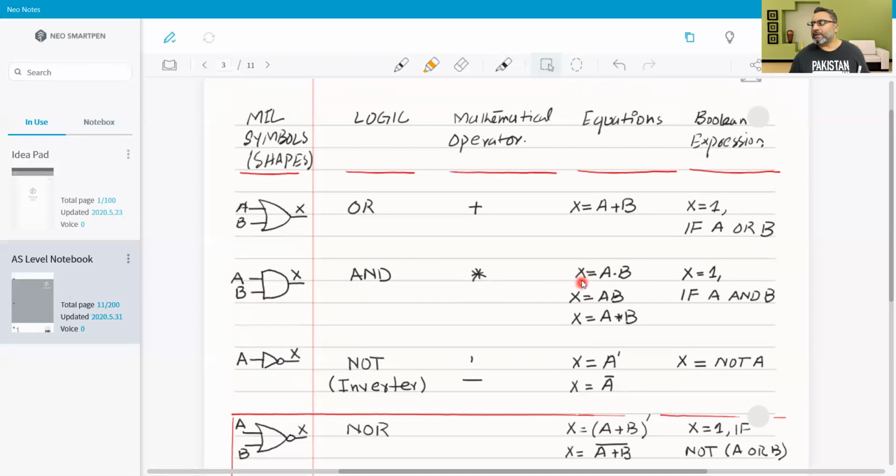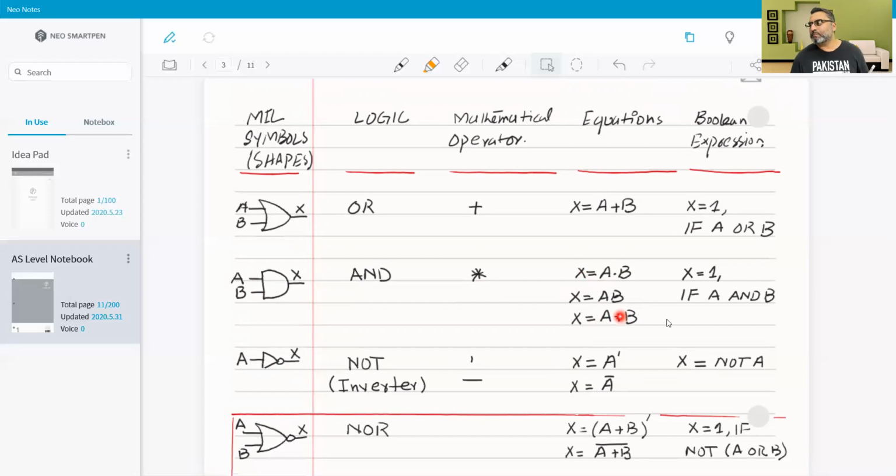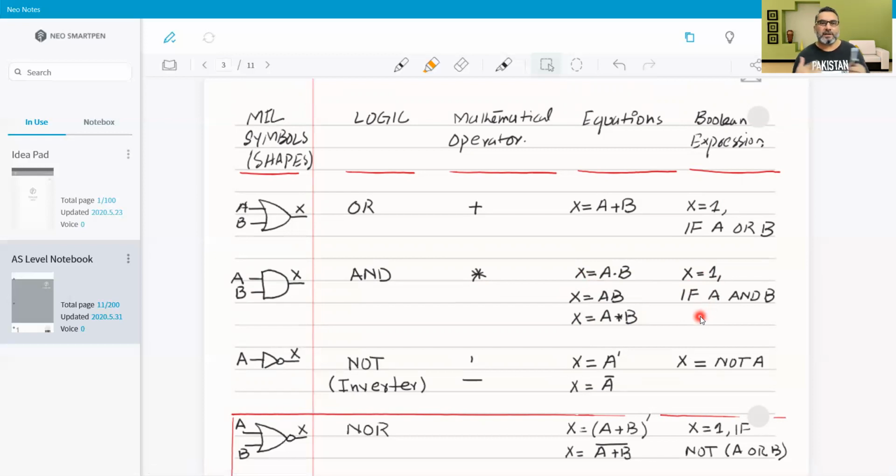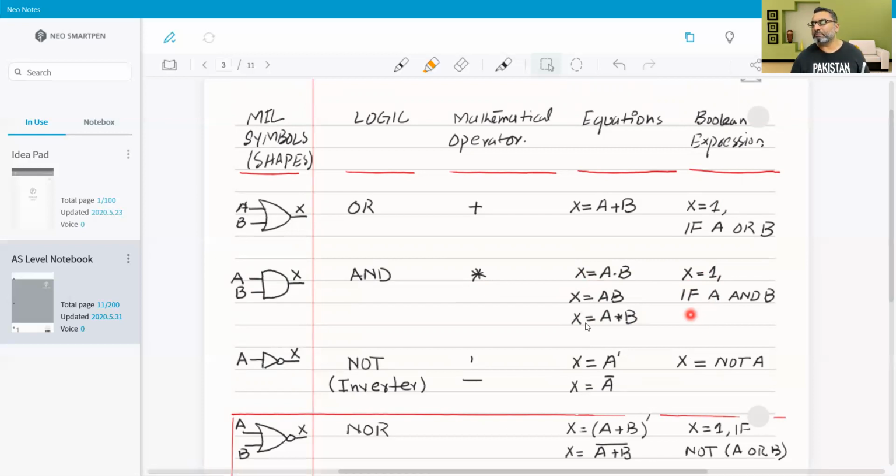The equation could be X is equal to A dot B, X is equal to AB, or X is equal to A multiply B. It's your choice, it doesn't make any difference, it's up to you. And then we have the Boolean expression, X is equal to 1 if A and B, or sometimes X is equal to 1 if A is equal to 1 and B is equal to 1.